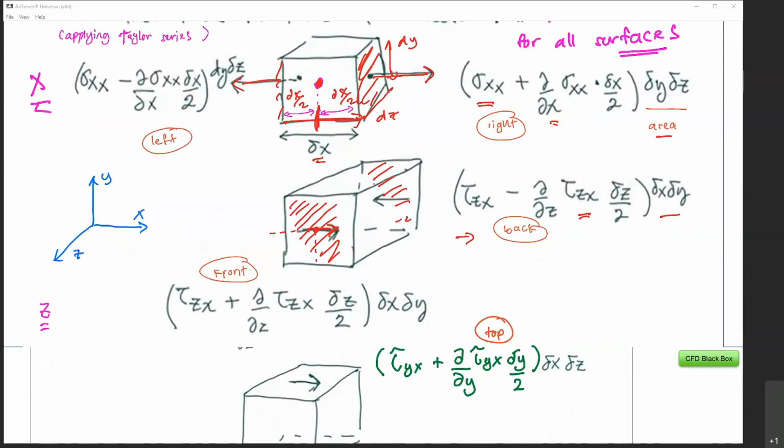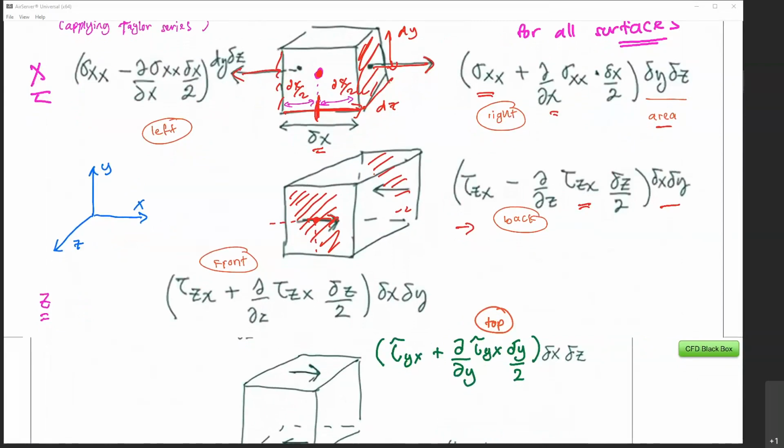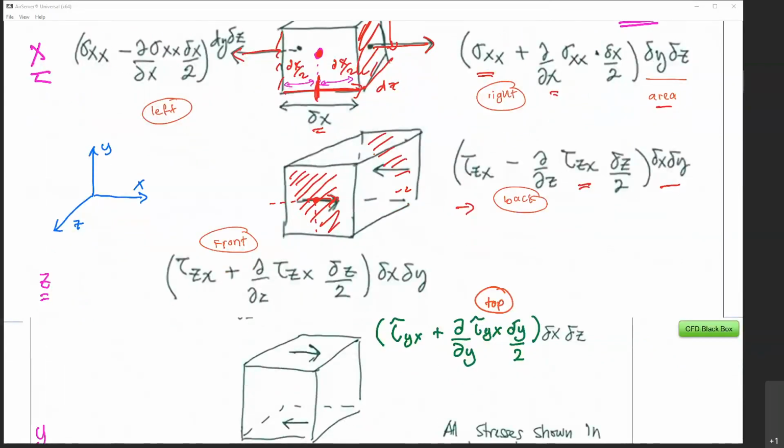And similarly, for the front face, I'm sorry, it's not the front face, this should be at the back. So for the front of the element, we have tau zx plus, because we are moving in the right direction. This is to the left direction, so that's why we get negative. So we have the following terms, dx dy.